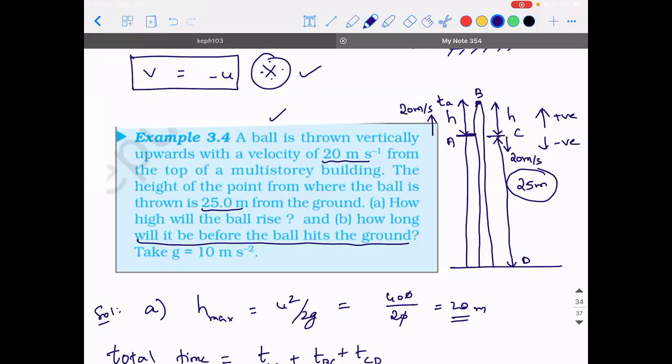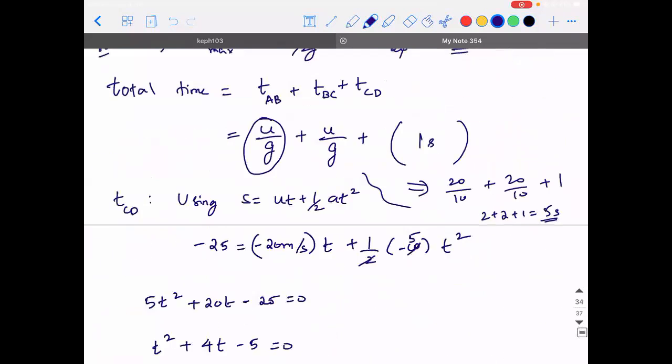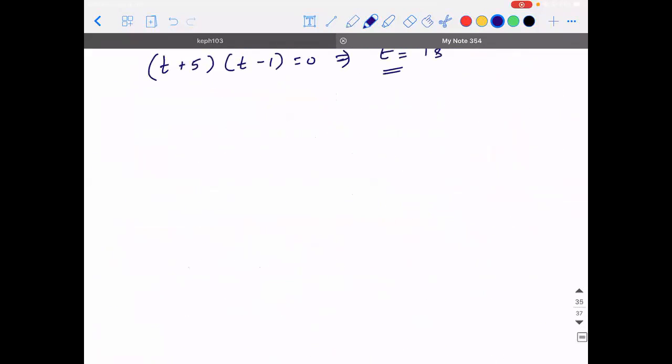Yes, sir. Okay. I told you I'll teach you in a simpler way, right? So to calculate the time, the alternate method is time taken to go from A to B plus time taken to go from B to D. So what is the time taken to go from A to B? That is 20 by 10 U by G plus what is the time taken from B to D? Same, sir. 20 by 10.